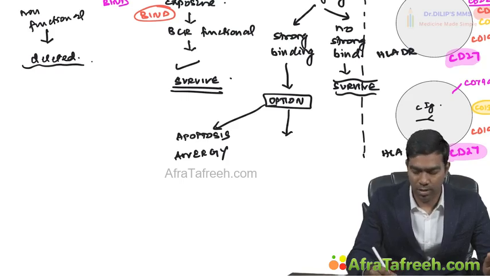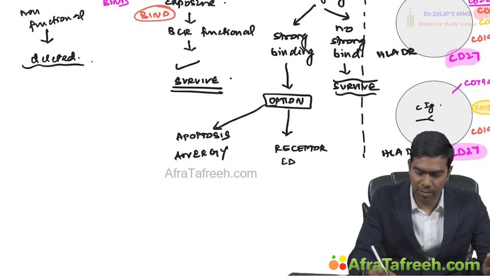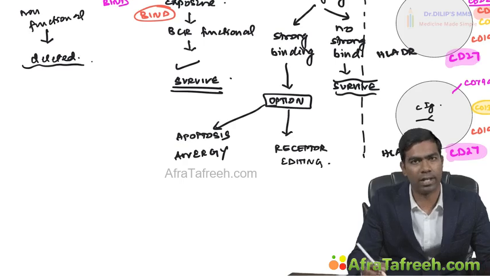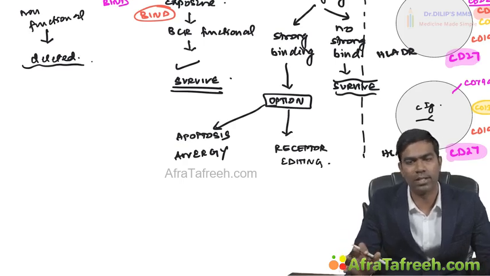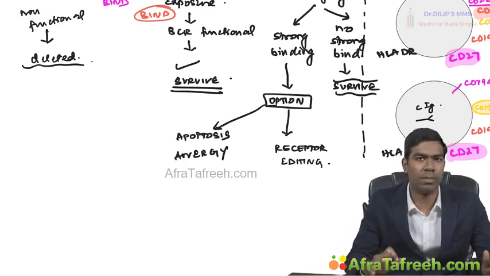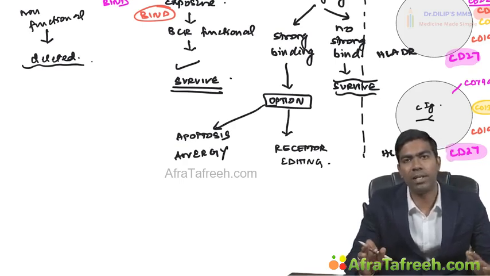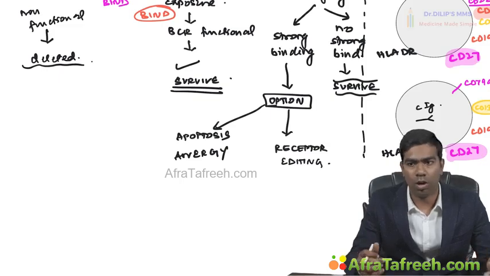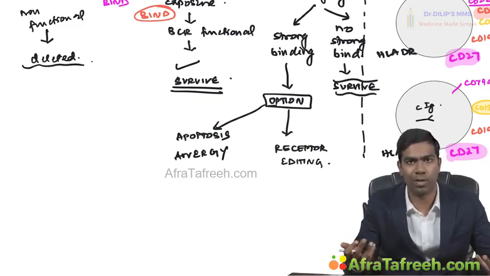The second option is something called receptor editing. In receptor editing, the B cell is allowed to edit its receptors, but in the thymus there is no process like this. In the bone marrow, for the B cell alone, this privilege is given, where the B cell is given a chance to edit its receptors, change them, and somehow try to survive.